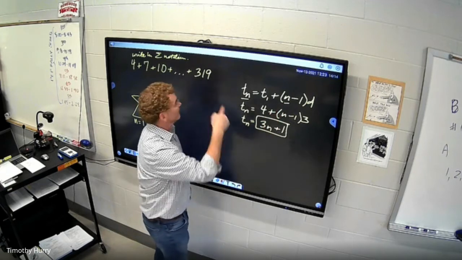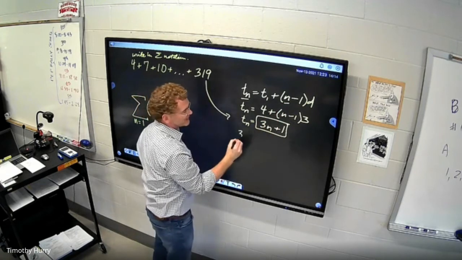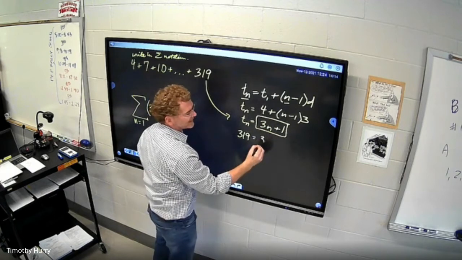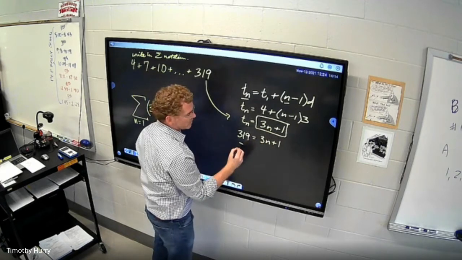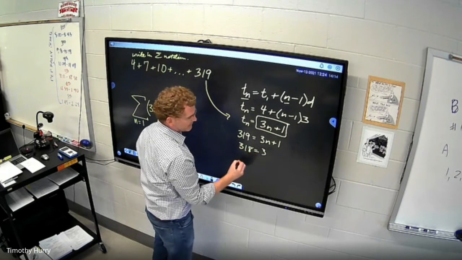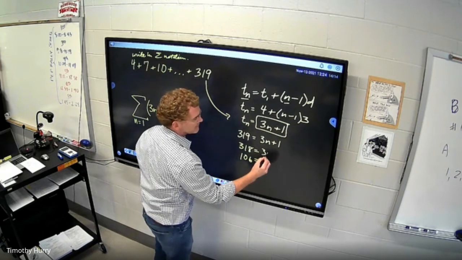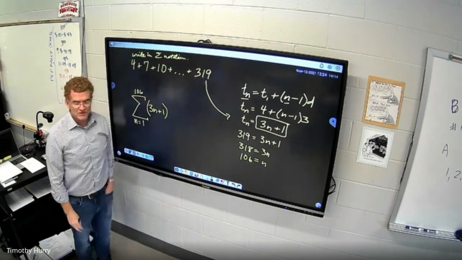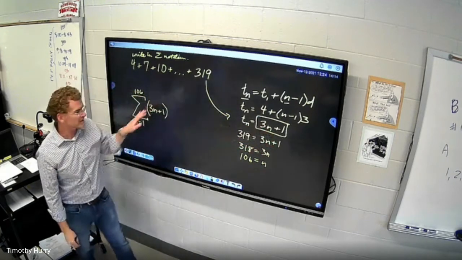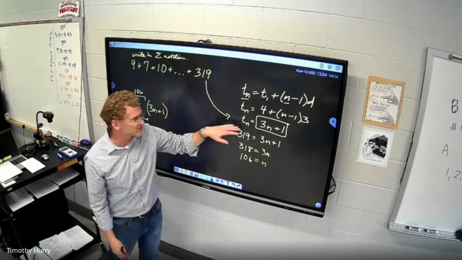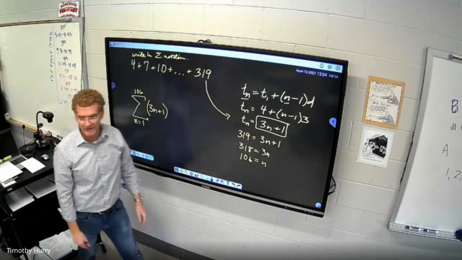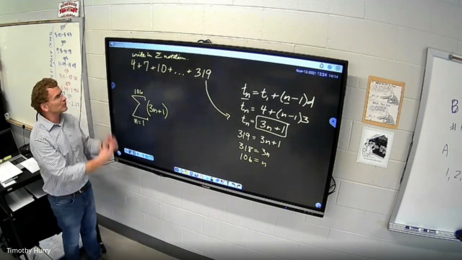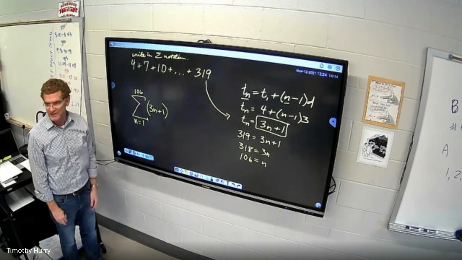Or even better than that, why don't we just plug 319 in here? After I've used that and put it in there, I could just use it again and subtract a 1, divide by 3, and I get my 106. So as soon as I use that formula, then I can go back and reuse that by plugging it in there to solve for my n. Not too bad? And that's how you would write an arithmetic situation in sigma notation.